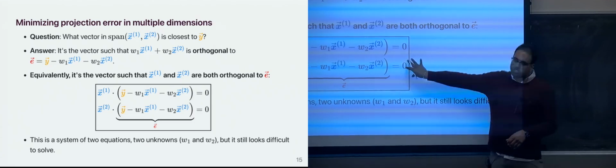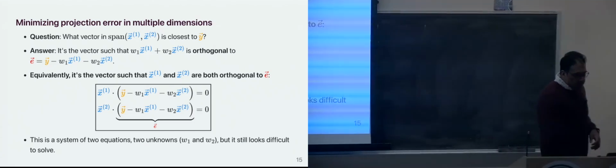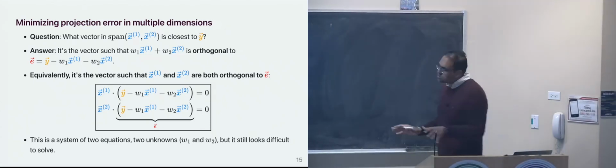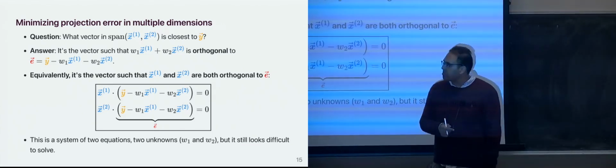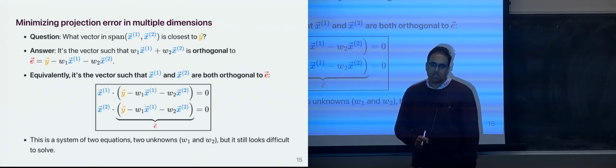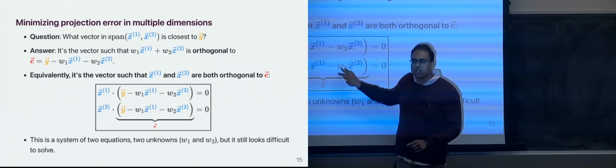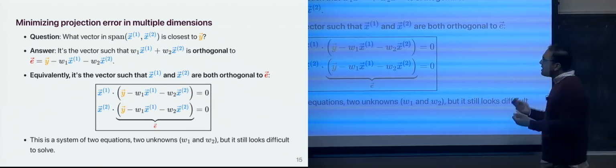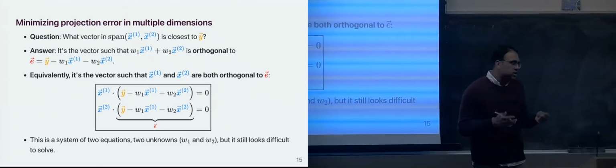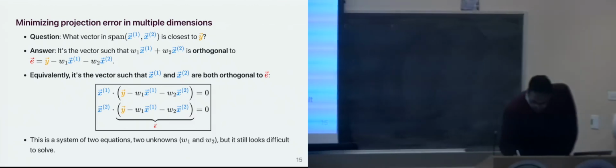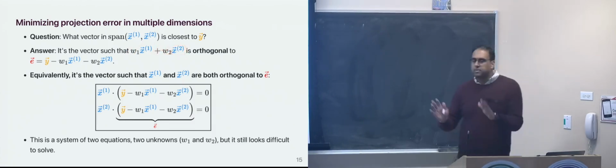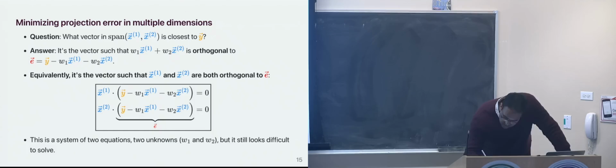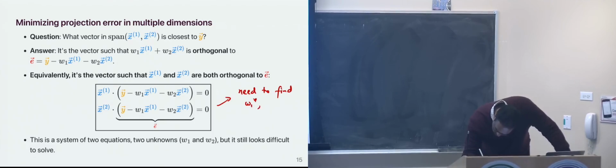And so my problem of finding the vector in the span of x1 and x2 that's closest to y has been simplified to finding the w1 and w2 that satisfy this system of equations. If I can solve for w1 and w2 here, then I can express the vector in the span of x1 and x2 that's closest to y, because it would be w1 times x1 plus w2 times x2. That's my goal. I want to find the best w1 and the best w2.